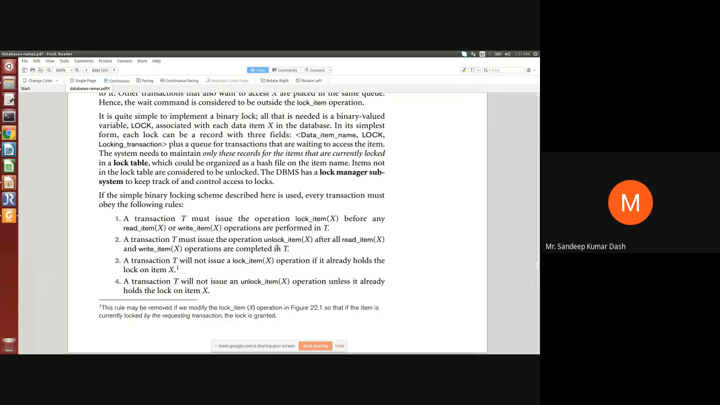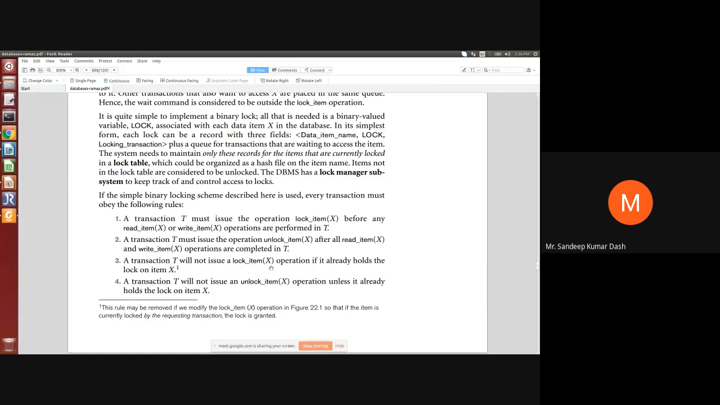So in order to read or write, first it has to acquire the lock by means of this statement lock item X, so that it gets reserved for transaction T. After it completes the modification, read or write, it issues unlock X, so that the data item is unlocked for other transactions to use. Then the transaction T will not issue a lock item X operation if it is already holding a lock on X.